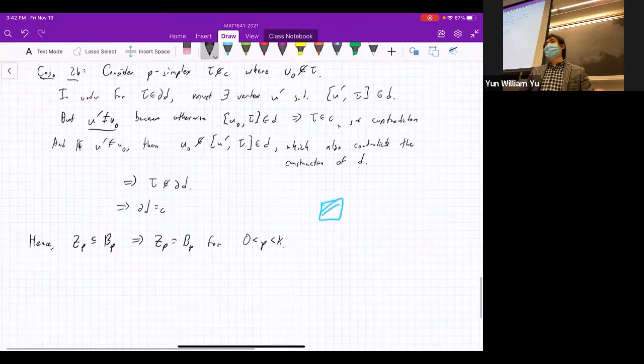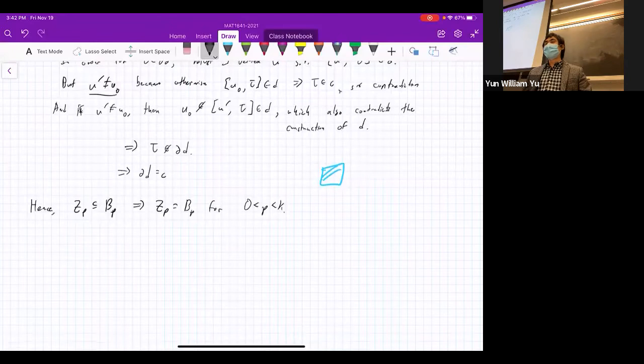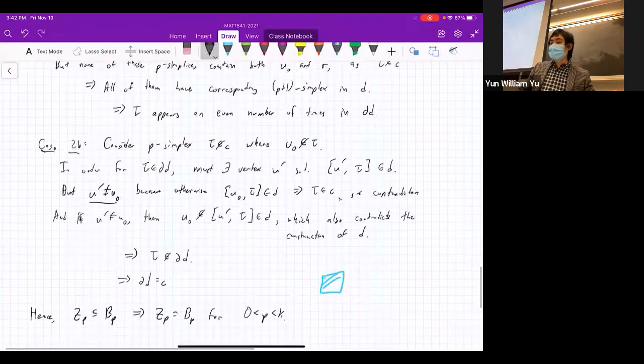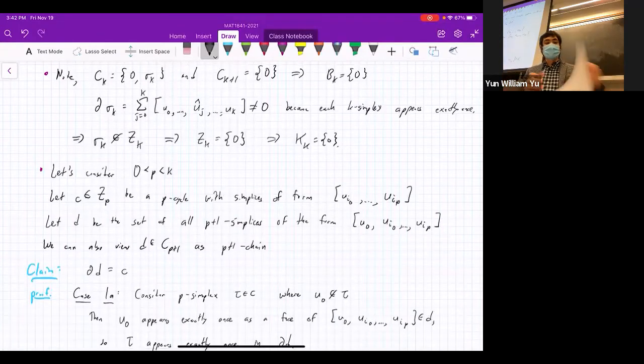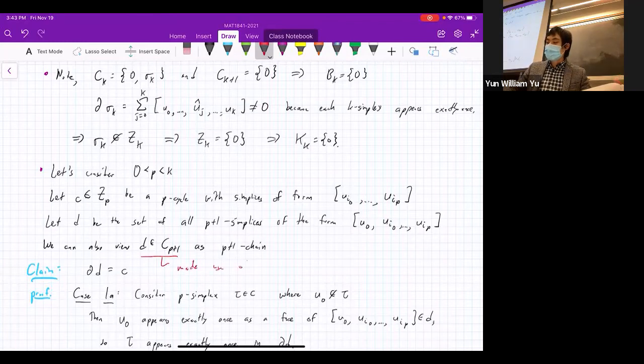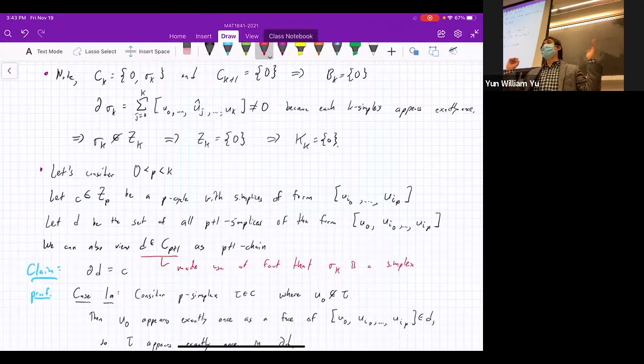Now we only have one case left. So we've now shown that these things are equal for everything greater than 0. And note that we did need to make use of the fact that this was greater than 0; we made use of a couple of different facts here. One of them that was important is that this is actually just a simplex, because otherwise that might not be in C_{p+1}. So this is where we made use of the fact that sigma_k is a simplex, because otherwise you might have some face that wouldn't be part of your chain.